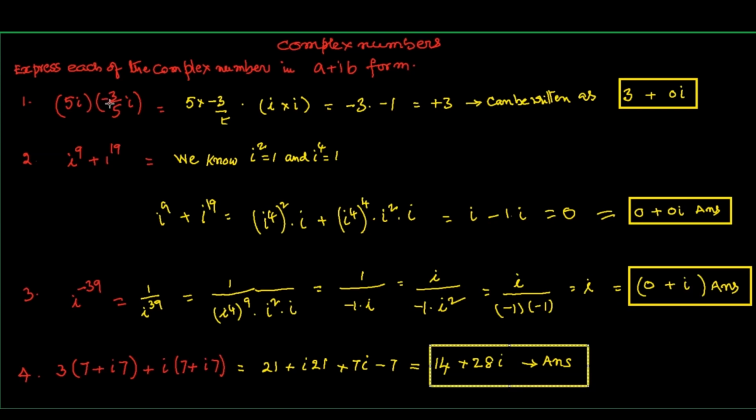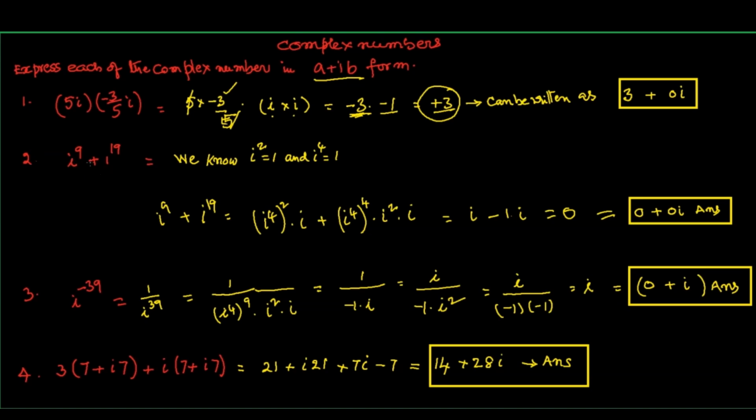5 and -3/5 get multiplied. 5 multiplied by -3/5, you get only -3. So this is -3. i times i is i square. i square is -1. -3 times -1 is +3. This plus 3 is the answer. Plus 3 can be written as 3 plus 0i, because he has asked us to write in a plus ib form. 3 plus 0i. Now going to the second problem.